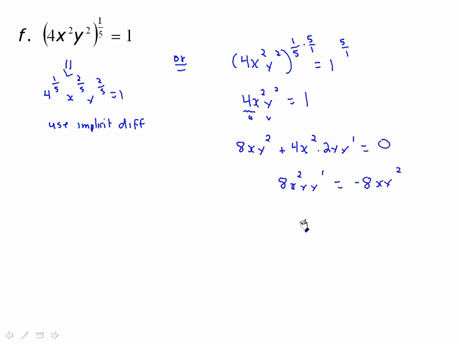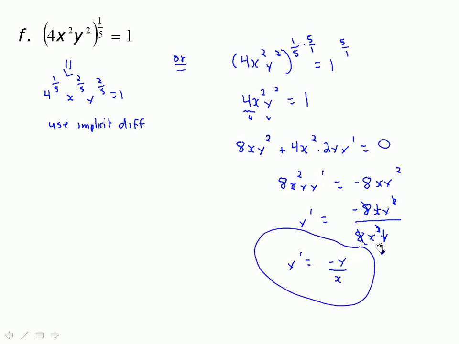Now when I divide it out, y prime is equal to negative 8xy squared divided by 8x squared y. And we can do a little bit of simplification, of course. The 8's will divide out. We can divide out an x. We can divide out a y. So y prime is equal to negative y over x. Interesting. So an advisable way to break that one down.